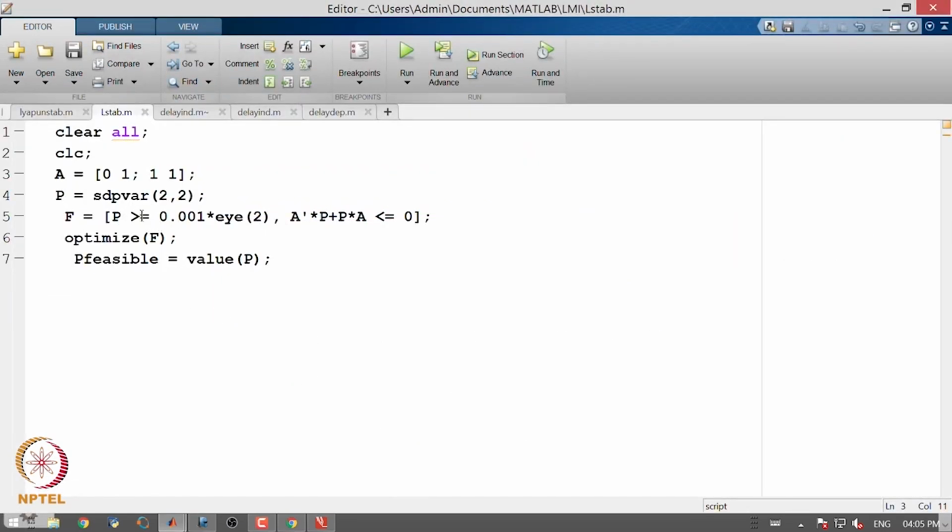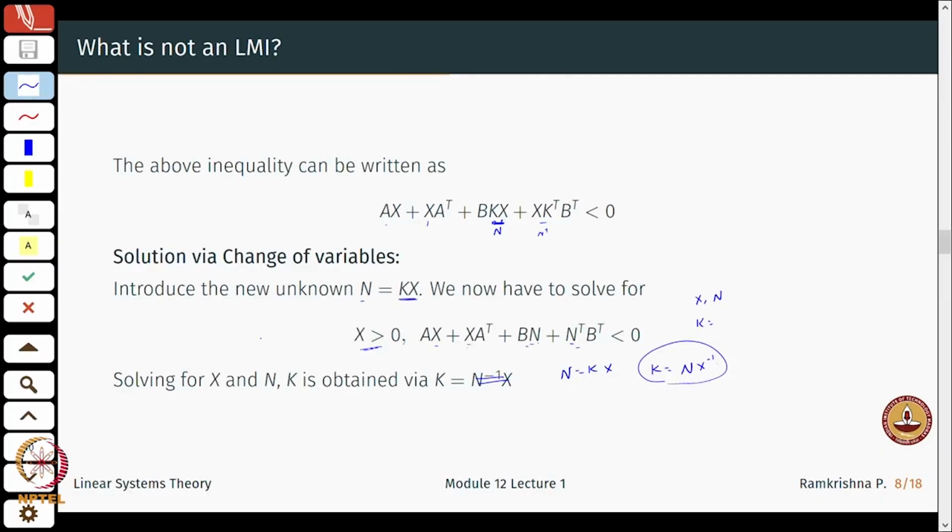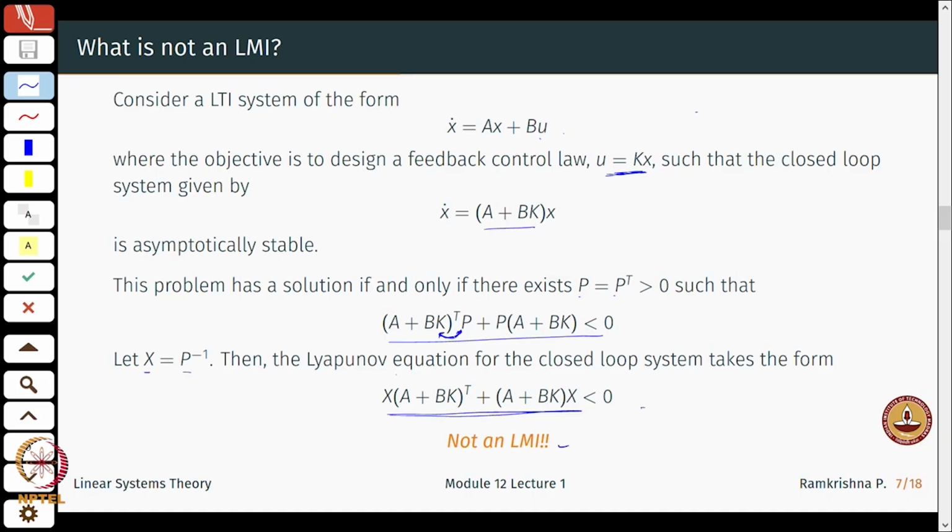And just to add a threshold, I put P greater than, or entries of P greater than 0.001. And this is how you write the little code. Now let us go one step further. So let me just open the slides of lecture 1. In lecture 1 we had this stabilization problem.